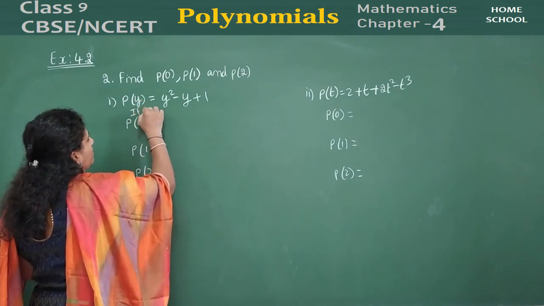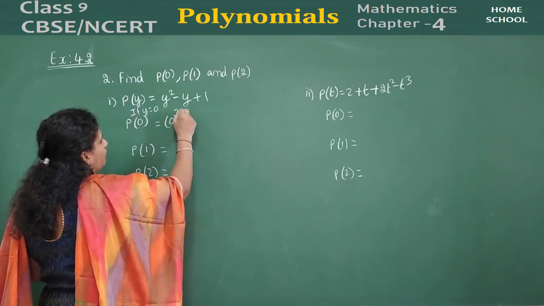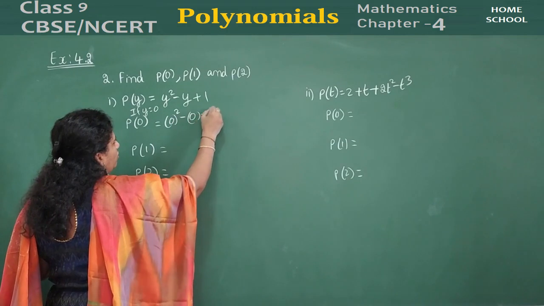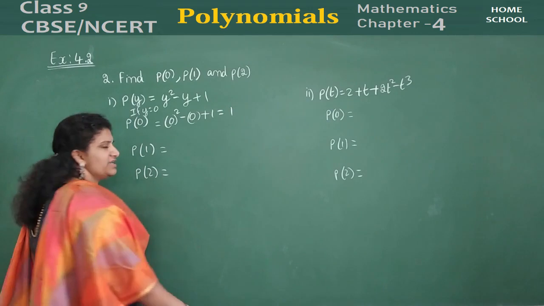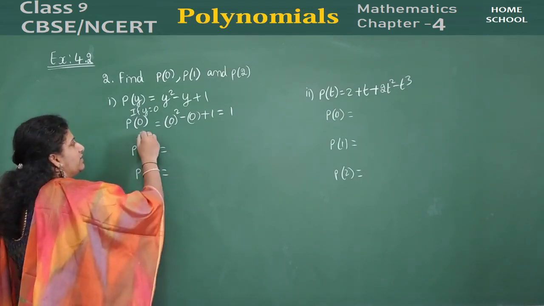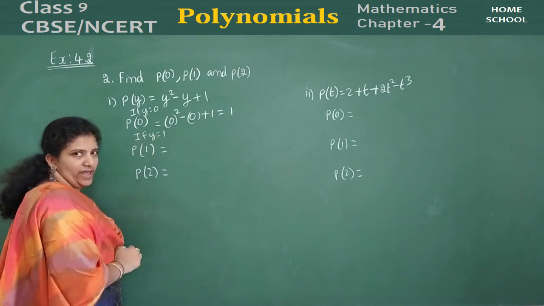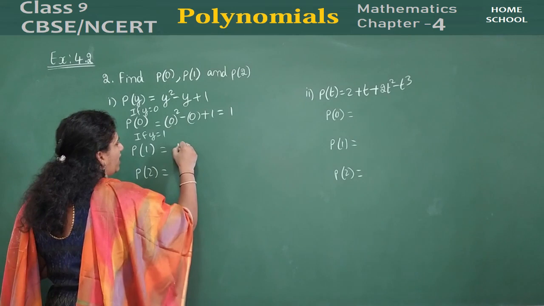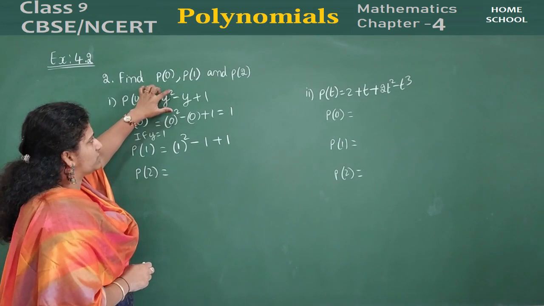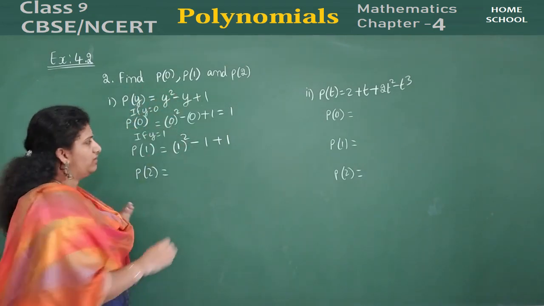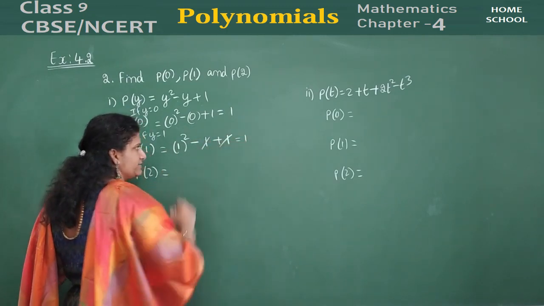If y is equal to 0, if I substitute, children, wherever you have y, you substitute there 0. 0 into 0, 0, 0 minus 0, no value. The answer is 1. So next one. Substitute. If y is equal to 1, we get P of 1. Wherever you have y, substitute 1. So now look here, 1 whole square minus 1 plus 1. Minus 1 plus 1 cancel. 1 ones are 1 is your answer.